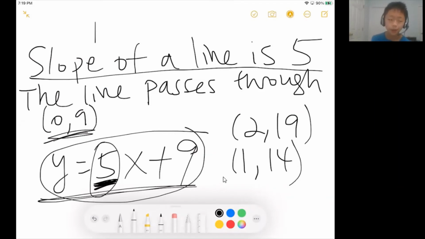And this is probably one of the most simple cases they'll give you. But sometimes they might not directly give you the slope, or they might not directly give you the y-intercept. Sometimes they might give you instead 2 points, and you need to find the equation of the line. So let's take a look at example 2.2.